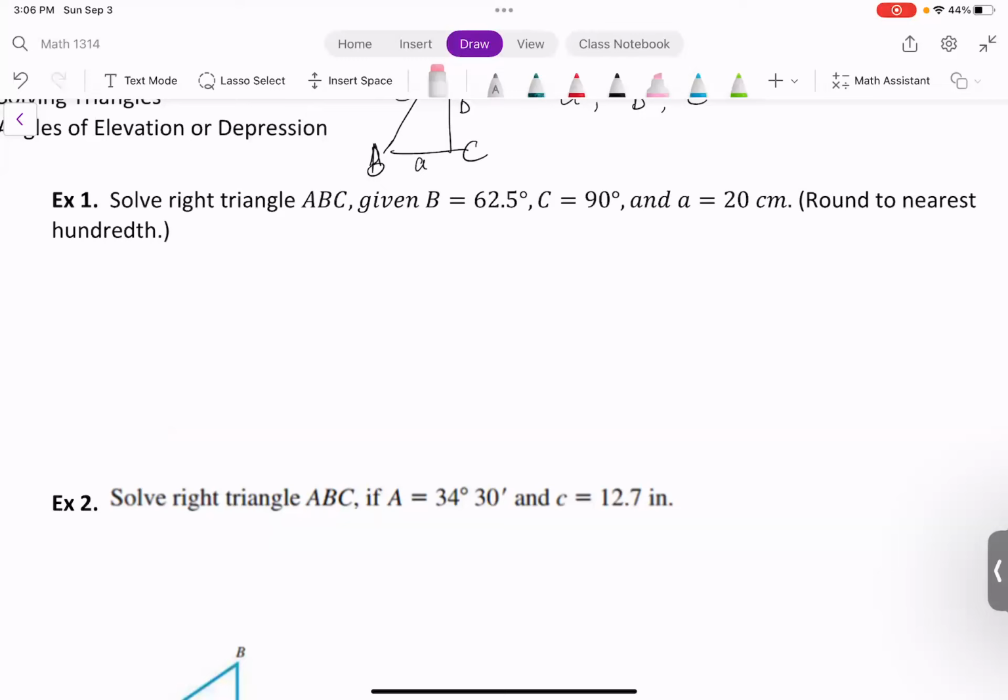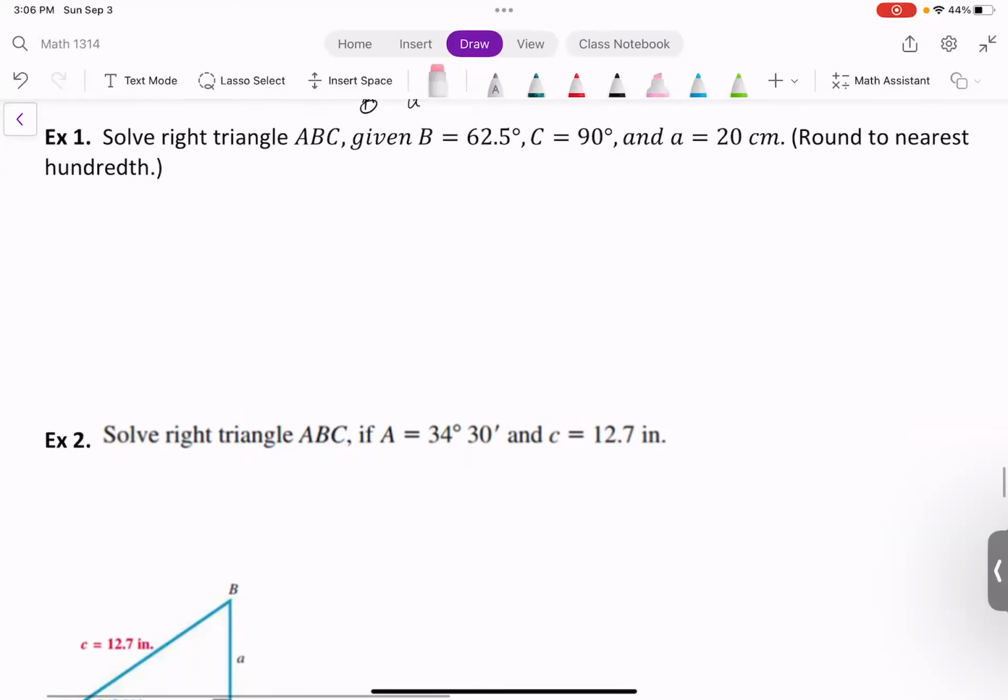I shouldn't have this image here because the graph is not given. So let's read the question first. Given information is this triangle is the right triangle, and given the angle C and the side a, that's the opposite of angle A. So I can draw an image. This is a right triangle. This right angle must be angle C, and here is B, here is A. a is given as 20 centimeters, and B is also given as 62.5 degrees.